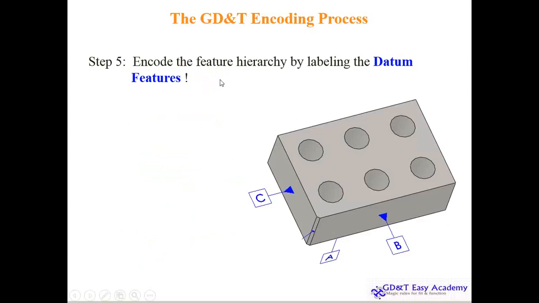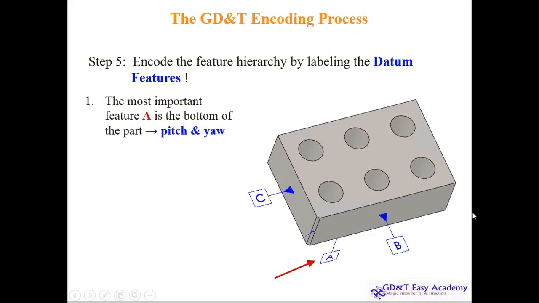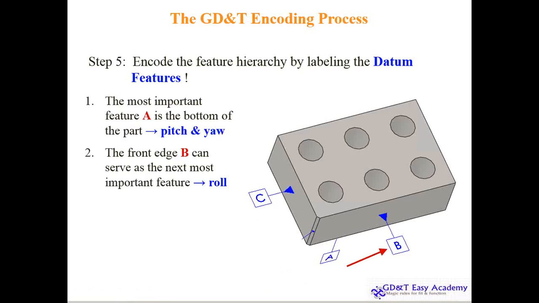So encode the feature hierarchy by labeling the datums like this: A, B and C. A restricts 3, B restricts 2. Just try to check this today once after going to your rooms, and you will see how 3, 2 and 1 degrees of freedom are restricted. The most important feature A is the bottom of the plate, which restricts pitch and yaw. And next B restricts rolling, because after restricting this, it cannot roll again.